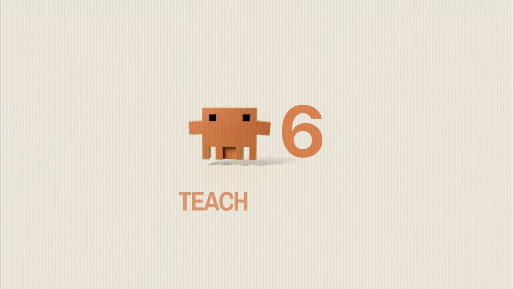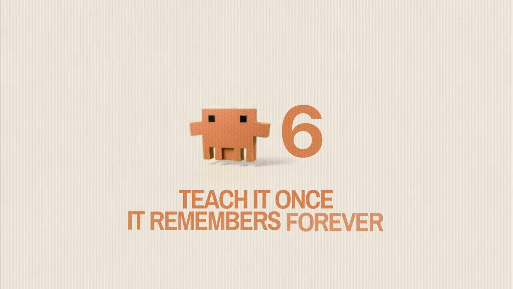Section 6, teach it once. It remembers forever. This section is about making a Claude skill, and it is slightly different from memory. Memory is what Claude learns about you over time, and a skill is a fixed process you build once. It repeats the exact same way every single time. Let me make this simple with examples you'll actually use.